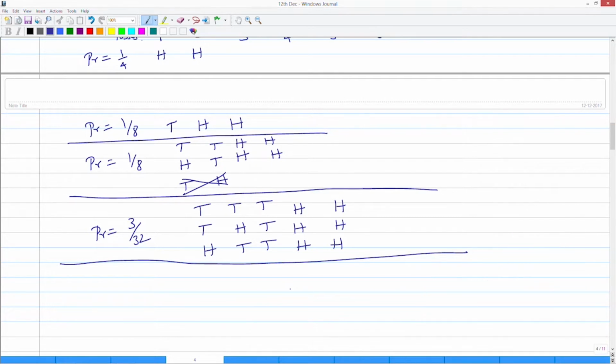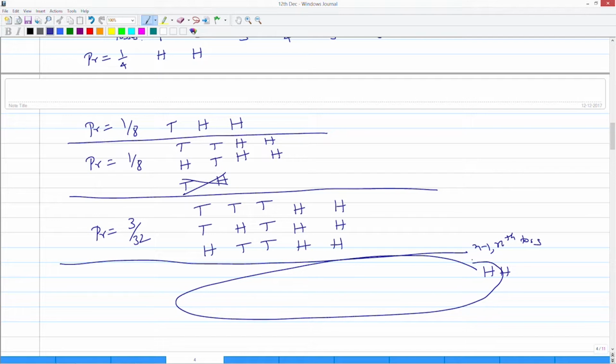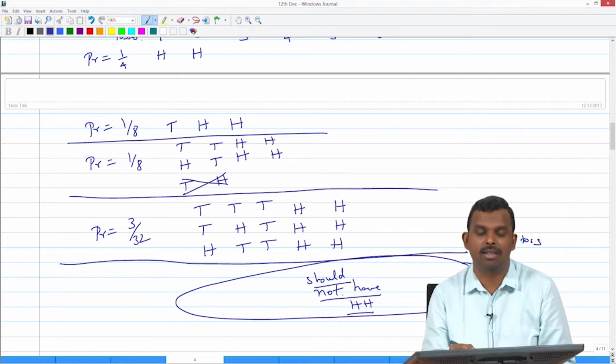In fact, what is the probability that you will have a success at the nth toss, and you will have to stop at the nth toss? The n minus 1th and nth tosses have to be HH, and in all the earlier tosses, including the n minus 1th toss, you should not have HH anywhere. Okay. So, it turns out computing these kinds of things is quite tricky, it is not very easy.